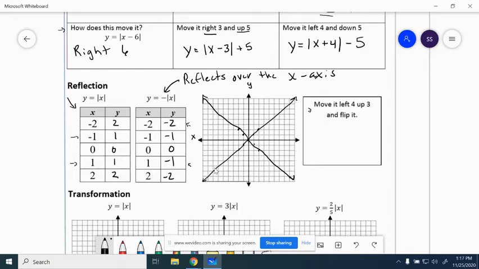Okay, so now let's take a look here. If I want to move our function left 4, up 3, and flip it. Okay, well, let's start with y is equal to, if we're flipping it, we're going to have the negative out in front, and the absolute value of x left 4, which means it's going to be +4 inside here. Close it up, and we're going up 3, which is going to be +3 on the outside. So there we go.